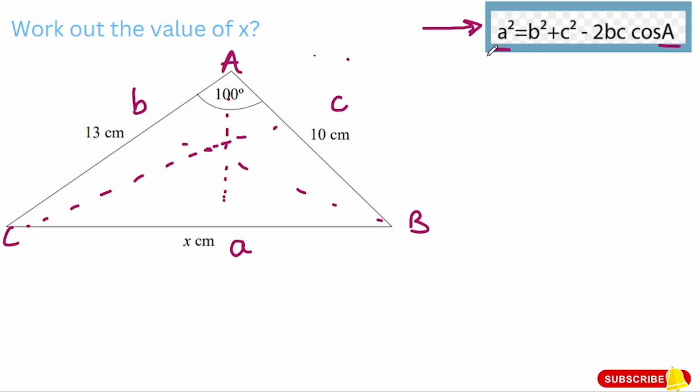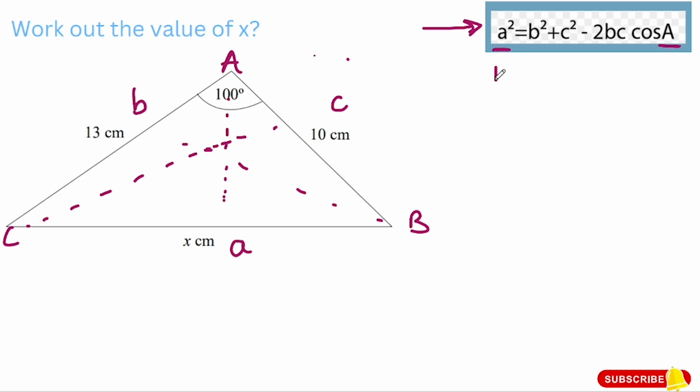So how do we use this formula? Well, if I want to work out the missing length, and let's suppose I want to work out the missing length of A, the side A, I will start my equation with A squared. I need to know the angle of A. So I can't use this formula unless I know the angle of A, okay? For the missing side, you need to know the angle and the two sides.